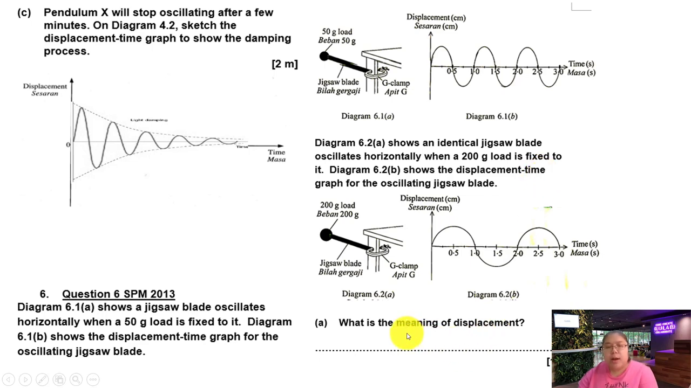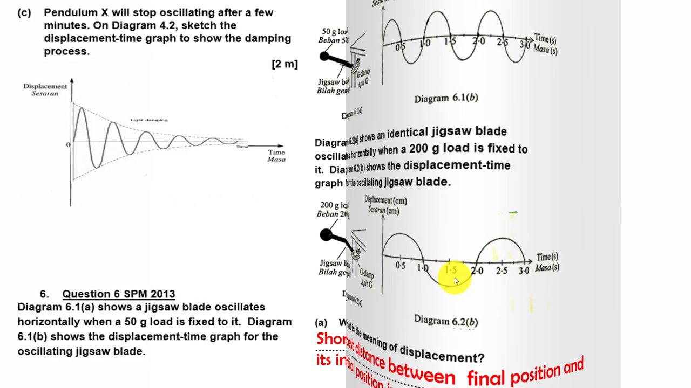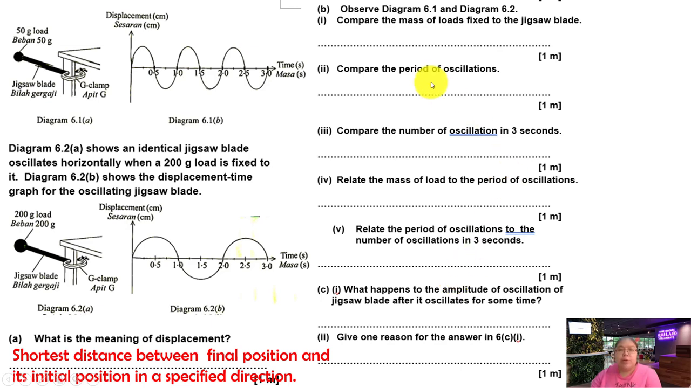Okay, first one, they ask what is the meaning of displacement. So displacement means the shortest distance between the final position and its initial position in a specific direction. So this one we call displacement. Okay, then we continue to comparison. Compare the mass of the load. So we know in 6.2, the mass is higher.